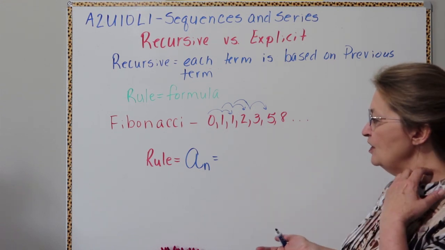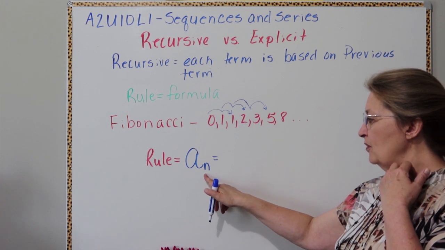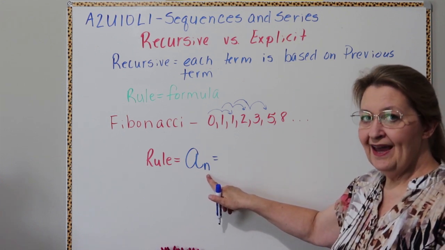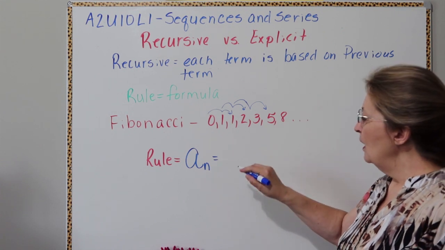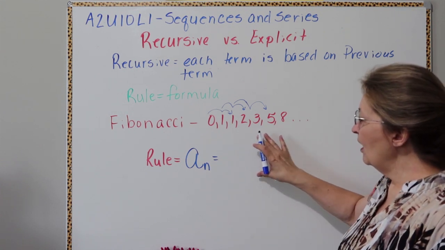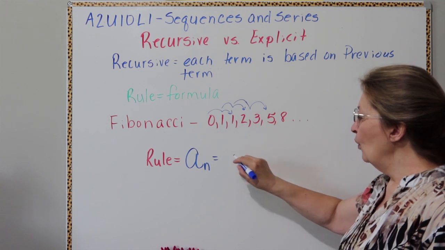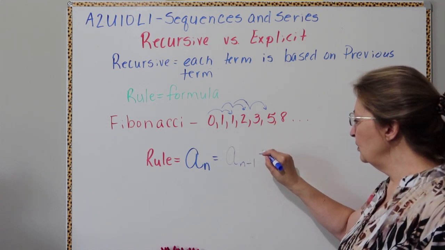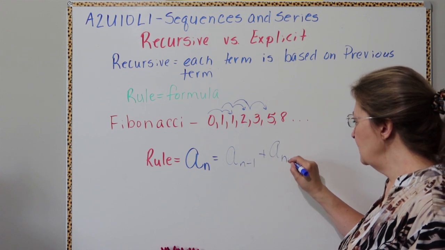Now, as far as notation goes, if I'm looking for some unspecified term, A to the N is going to be that term number, all right? How do we get from Fibonacci? What would be our rule? Well, you're going to take A to the N minus 1 plus A to the N minus 2.